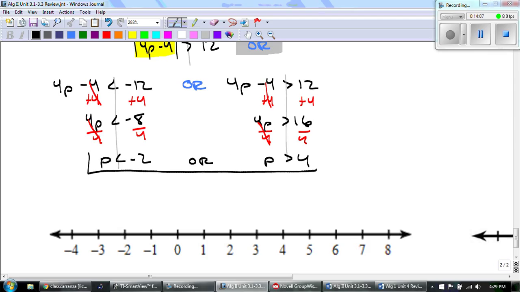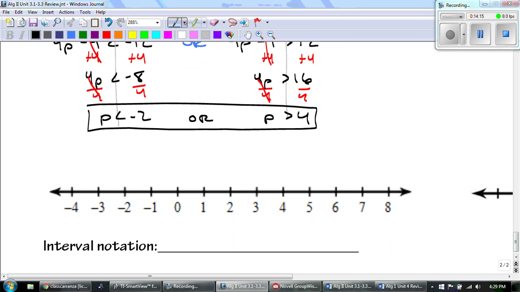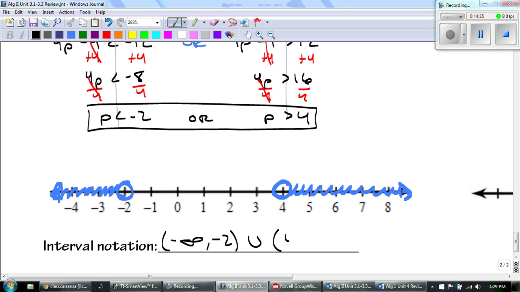This is already in order, and that's what we need to graph. At negative 2, we're open, shading to the left. And at 4, I'm open, shading to the right. You should be able to look at that and know that it's negative infinity to negative 2, union 4 to positive infinity. We should be good with that stuff by now.